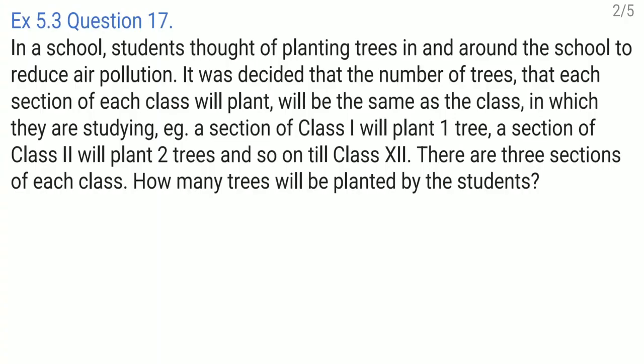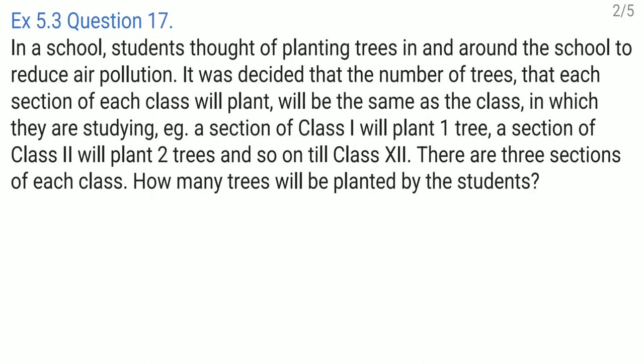This is exercise 5.3, question number 17. In a school, students thought of planting trees in and around the school to reduce air pollution. It was decided that the number of trees that each section of each class will plant will be the same as the class in which they are studying. For example, a section of class 1 will plant 1 tree, a section of class 2 will plant 2 trees, and so on till class 12.